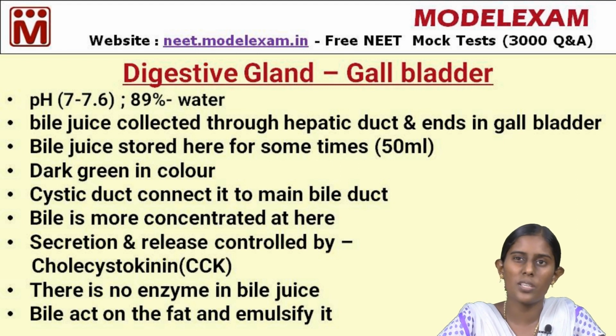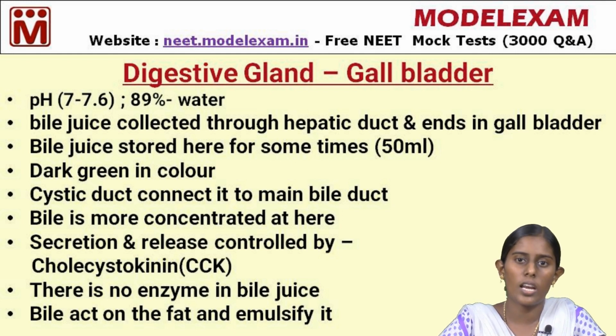How much is the maximum quantity of this bile juice? Only 50 ml. The bile seems very dark green in color and its taste is very bitter because of the presence of salts and bile pigment also. The gallbladder is connected to the main bile duct by a small duct, that is the cystic duct.